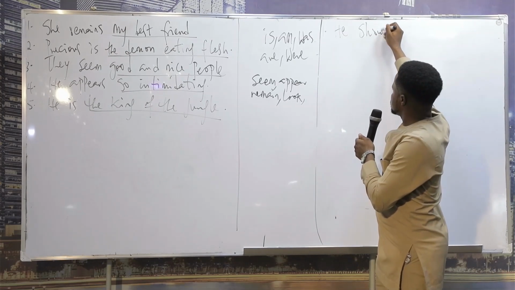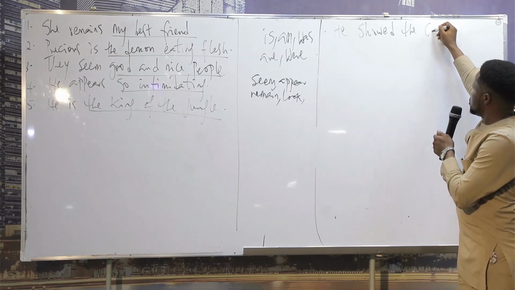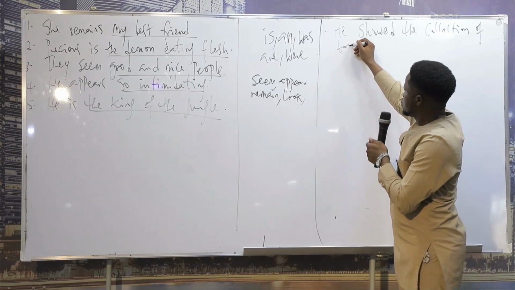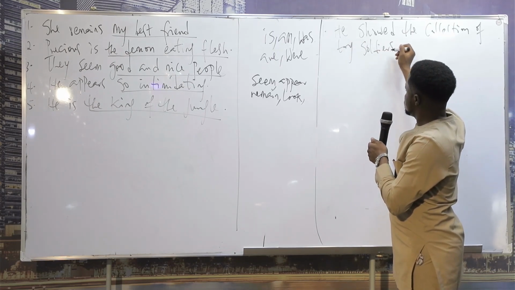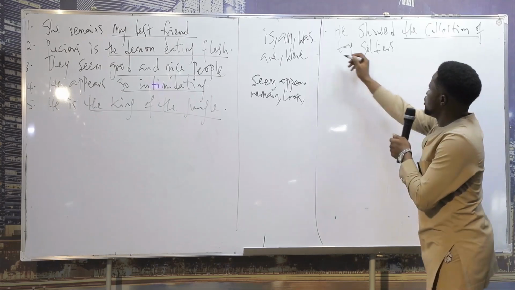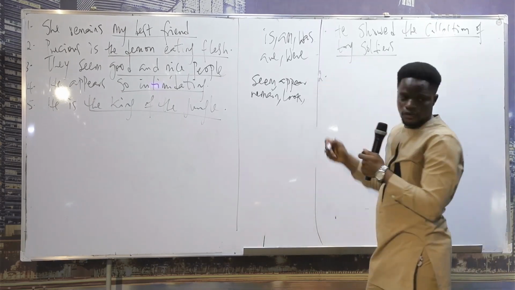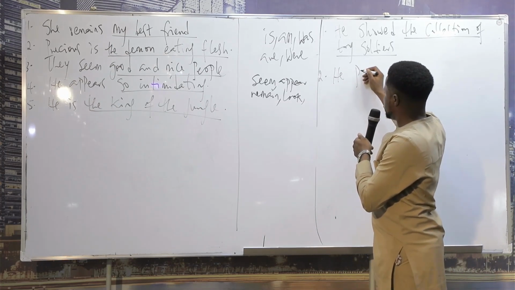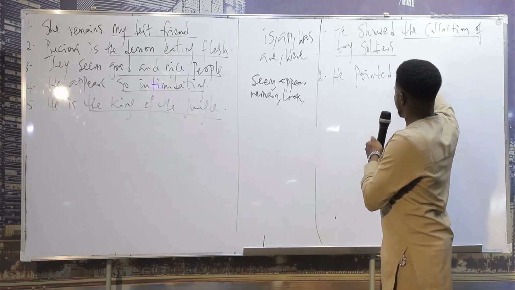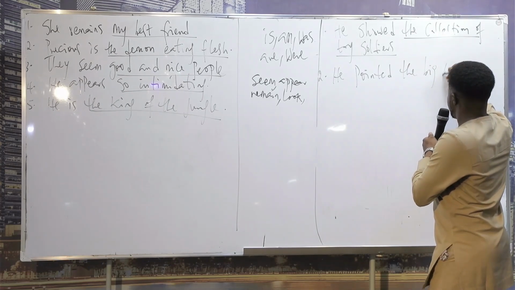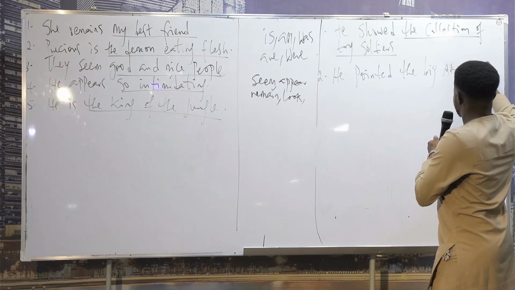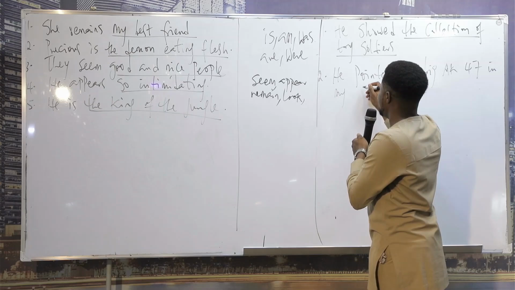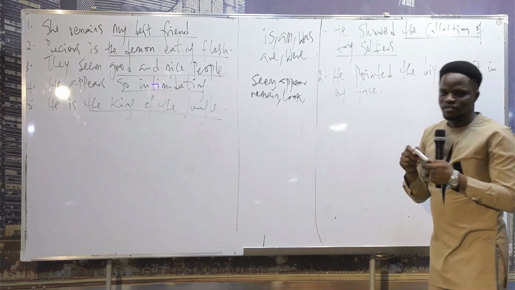Okay. He showed the collection. The collection of what? Toy soldier. What do we underline? The collection of what? Toy soldier. Give me another example. Okay. He pointed the big AK-47 in my face. Are we there? All right.